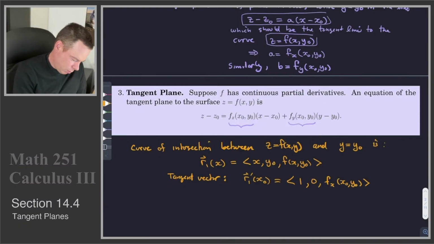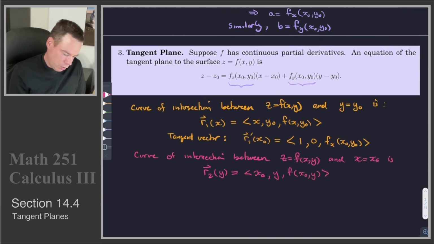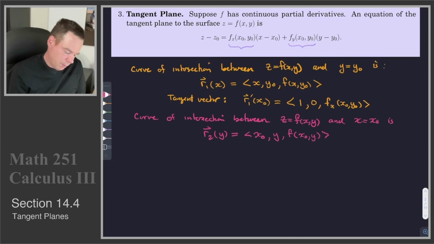The curve of intersection between the function itself, or the surface, and the plane x equals x naught is r2 of y. In this case, y is allowed to change and x is a fixed value, so it's x naught, y can change, and our z value depends on the previous two, so x naught and y. So that's our parameterization of that curve, which is the intersection of the plane and the surface.